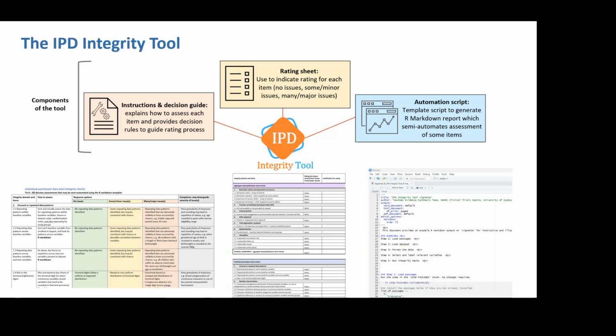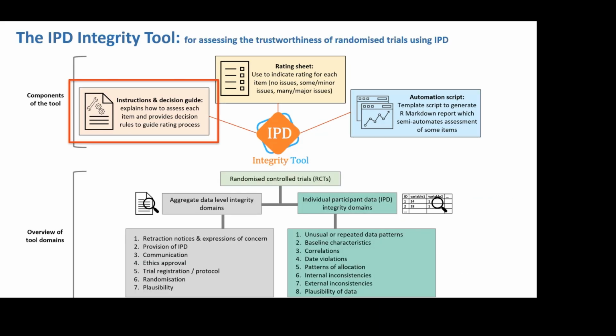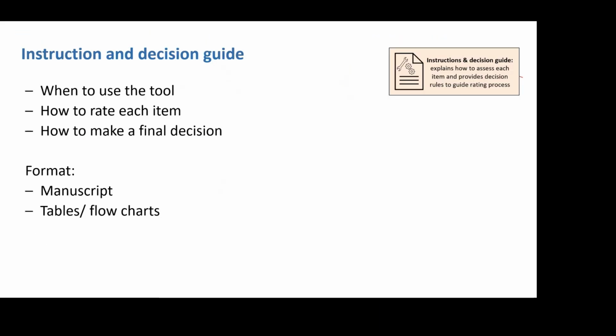Once set up, it takes us about half an hour per trial, and that's something we can run alongside data cleaning and risk of bias assessment. That doesn't really add that much time for how much you gain by maybe throwing out some trials that have serious problems. So instructions tell you when to use the tool, how to rate each item, and how to make a timely decision.